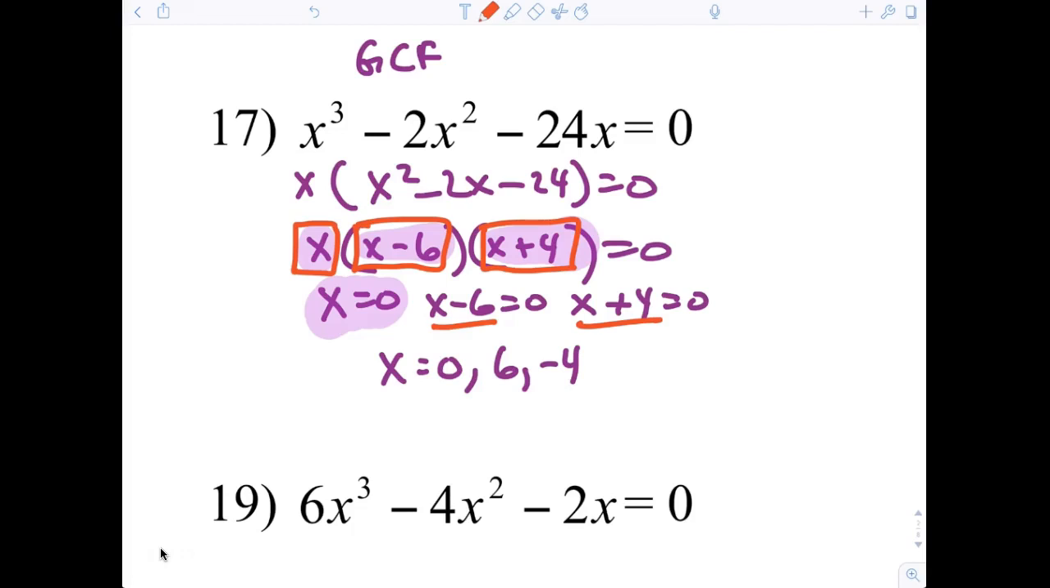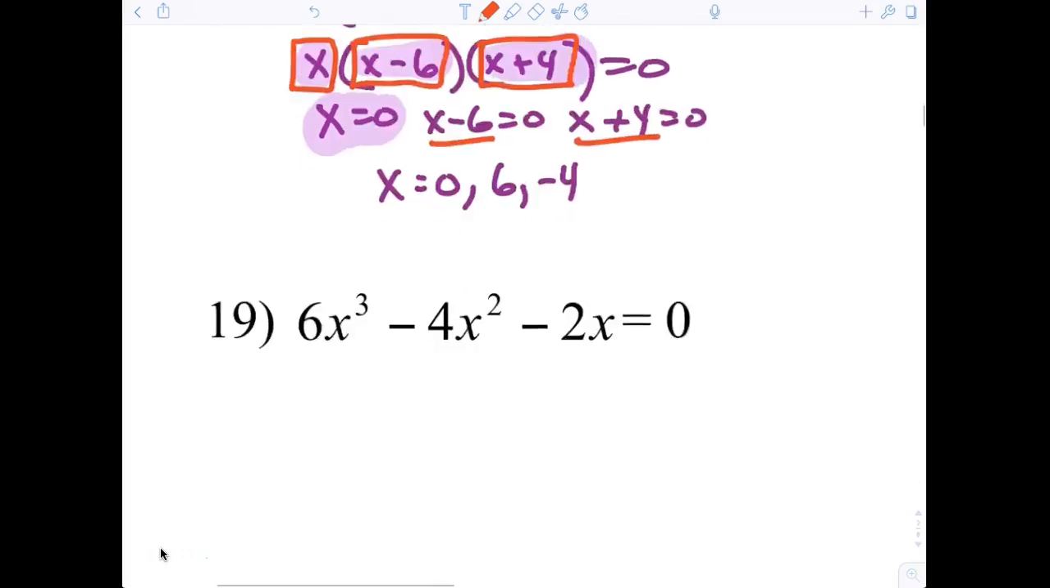For this particular question, does it matter which has negative 6 or the positive? No, you're right. Very good. Those are the three answers. Order doesn't matter.